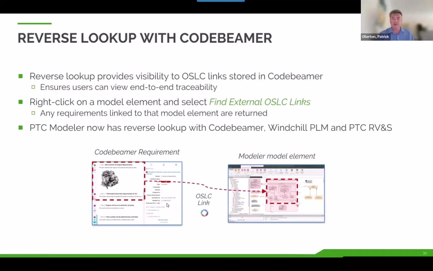Here's reverse lookup with CodeBeamer. So this is providing that bi-directional traceability. I think most of us are familiar with these OSLC integrations. In this case, the link has been created on the CodeBeamer side. It's in CodeBeamer's database. The modeler user doesn't have visibility directly, so he can use this find external links capability.